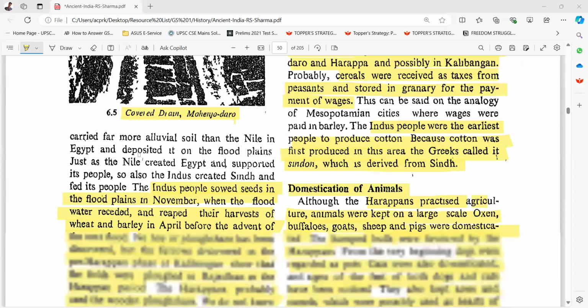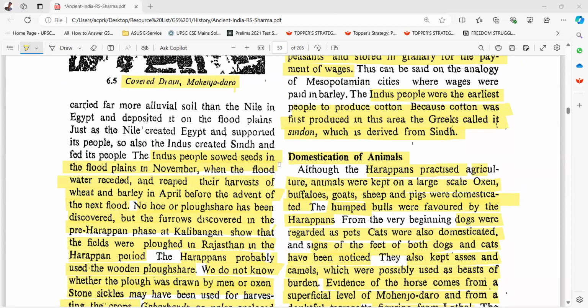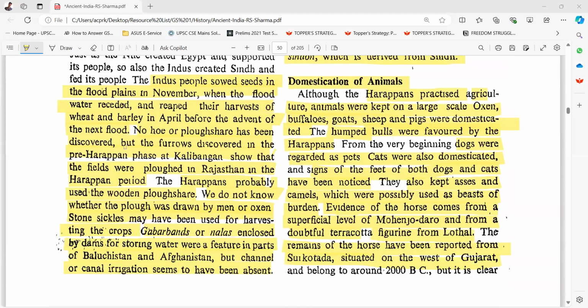The Indus people sowed seeds in the floodplains in November when the flood water receded and reaped their harvest of wheat and barley in April before the advent of the next flood. No hoe or plowshare has been discovered, but the furrows discovered in the pre-Harappan phase at Kalibangan show that the fields were plowed in Rajasthan in the Harappan period. The Harappans probably used the wooden plowshare. We do not know whether the plowshare was drawn by men or oxen.